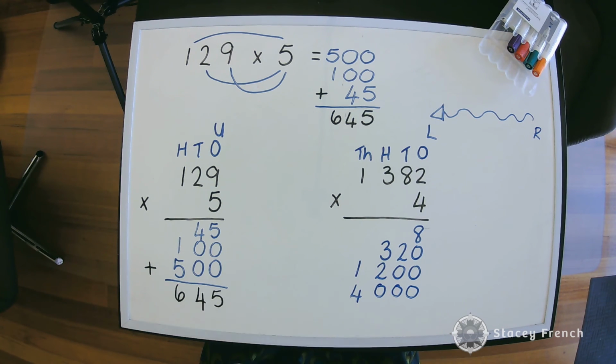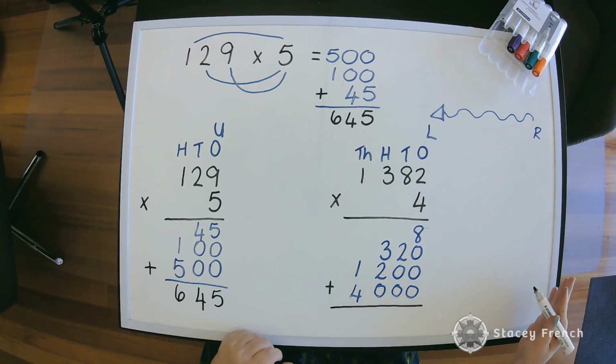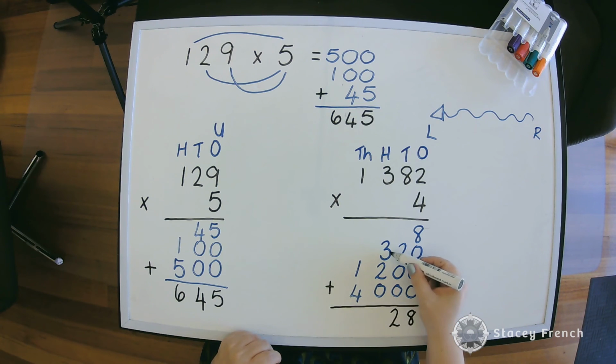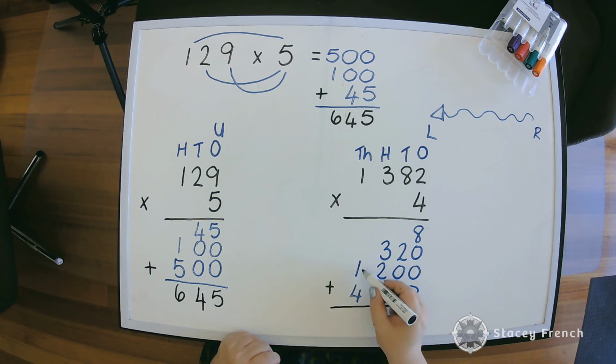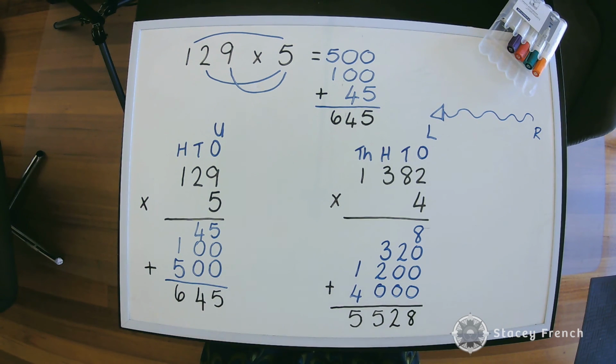And we put them back together, going from the right to the left. 8 plus nothing is 8. 20 plus nothing is 20. 300 plus 200 is 500. 1000 plus 4000 is 5000. So my final answer is 5528.